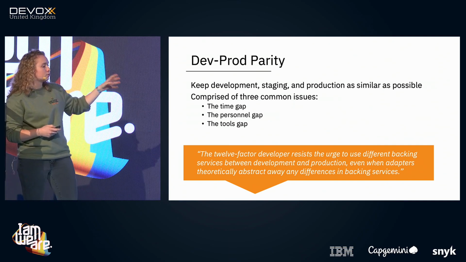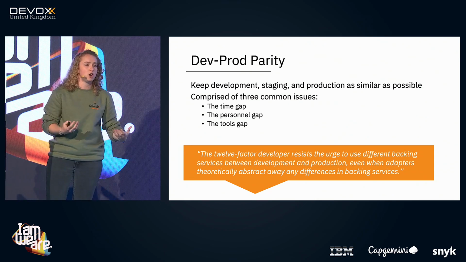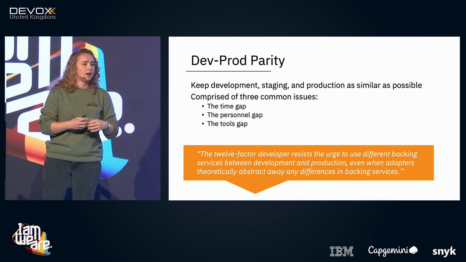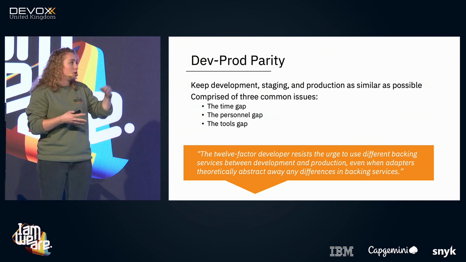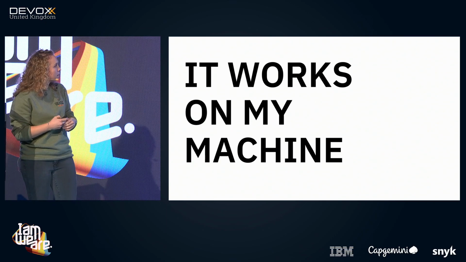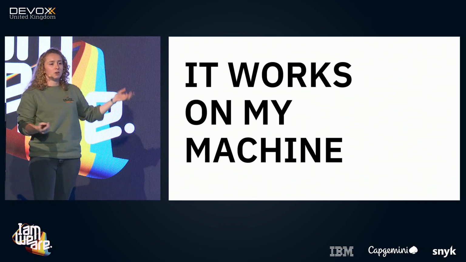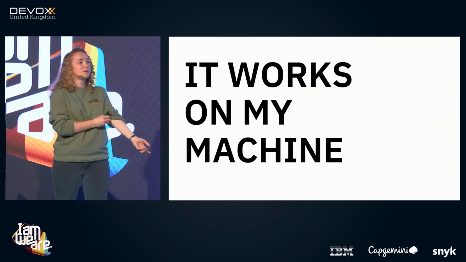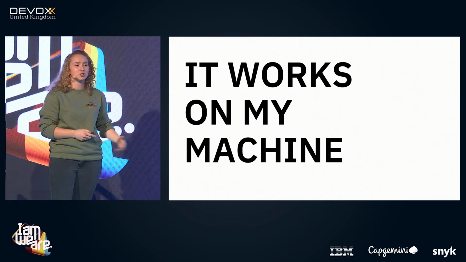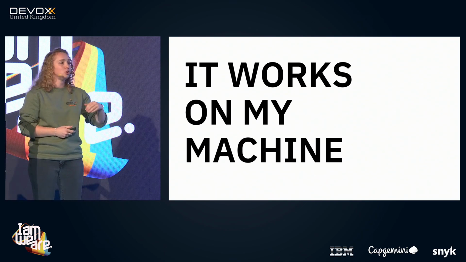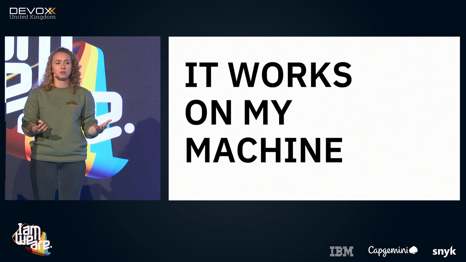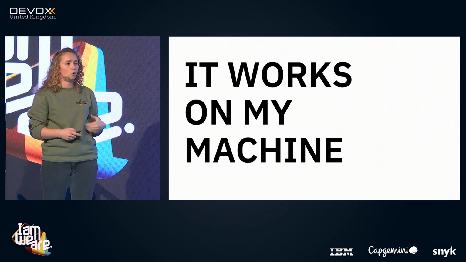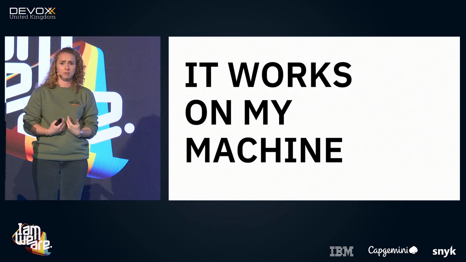So what the 12-factor developer tries to do is really resist the urge for any of these sort of issues to creep in and try and keep those environments the same in all of these accounts. And that's to avoid this. Well, it works on my machine. It should work on every machine. You should be able to replicate exactly the error messages that someone else has as well, and your client should have exactly the same experience that you've had testing it locally. So we're trying to avoid this statement of, well, it works on my machine.